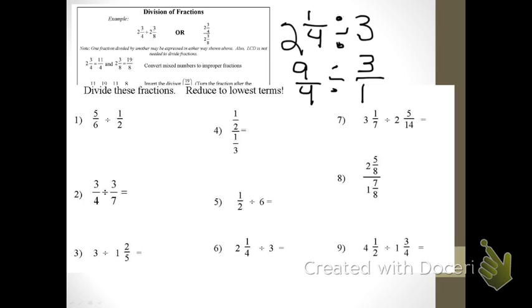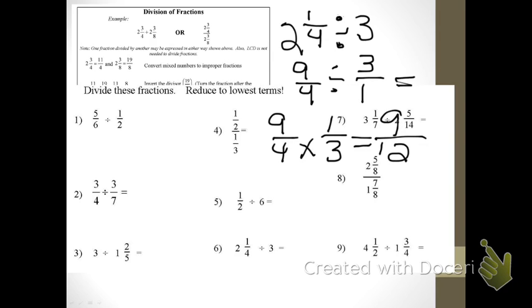Now, this is really important because we have to flip the second fraction, but you can't flip the second fraction until you have it in proper form, and right now it is in proper form. So to make this multiplication, I'm going to flip it. 9/4 times 1/3. And then 9 times 1 is 9, and 4 times 3 is 12.